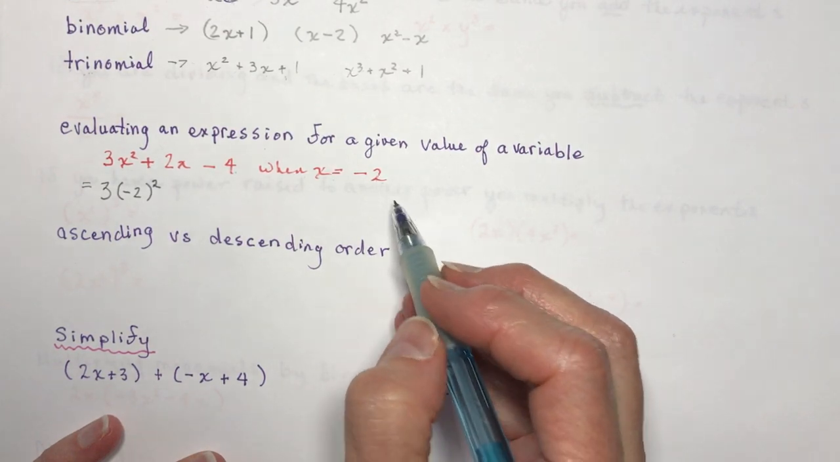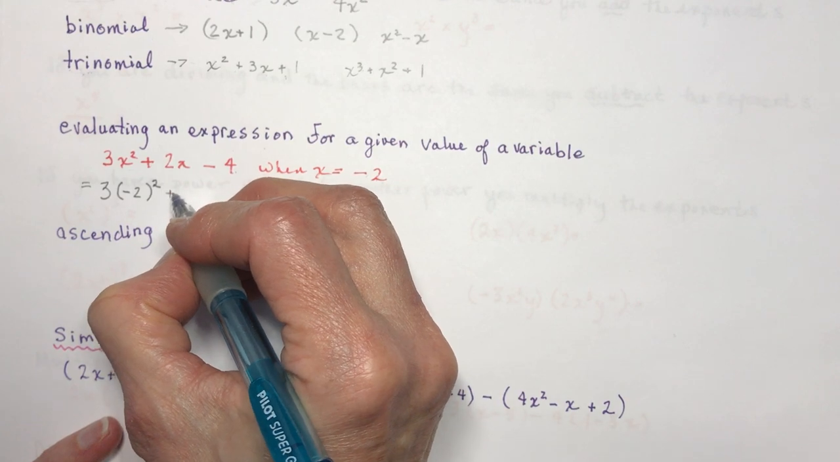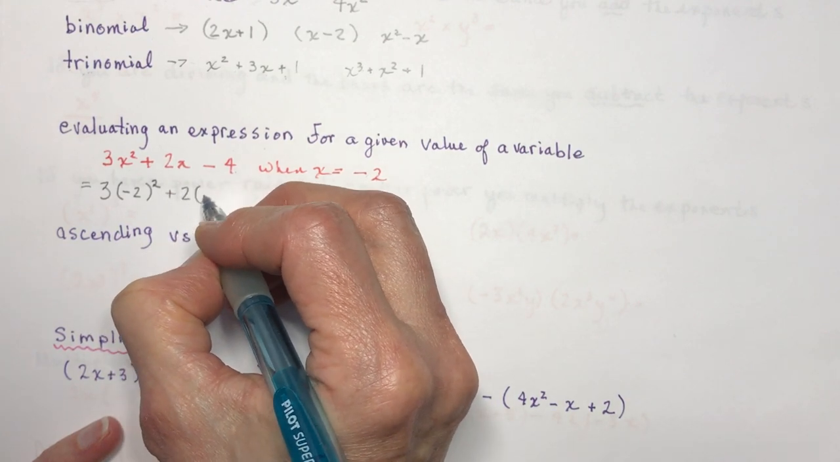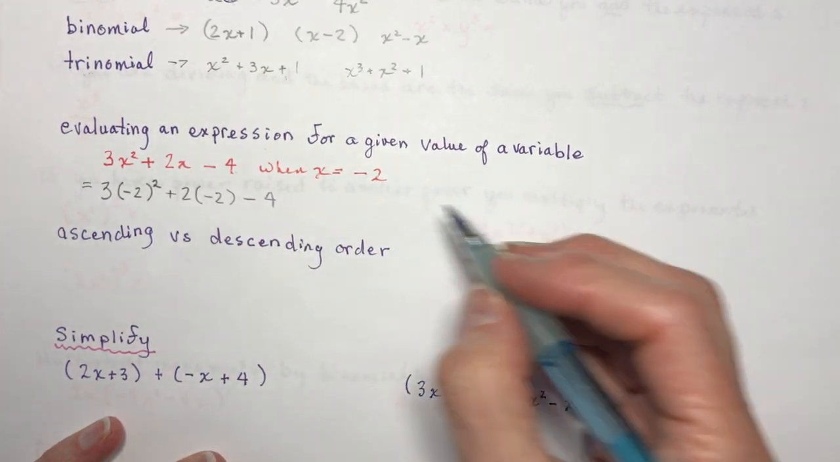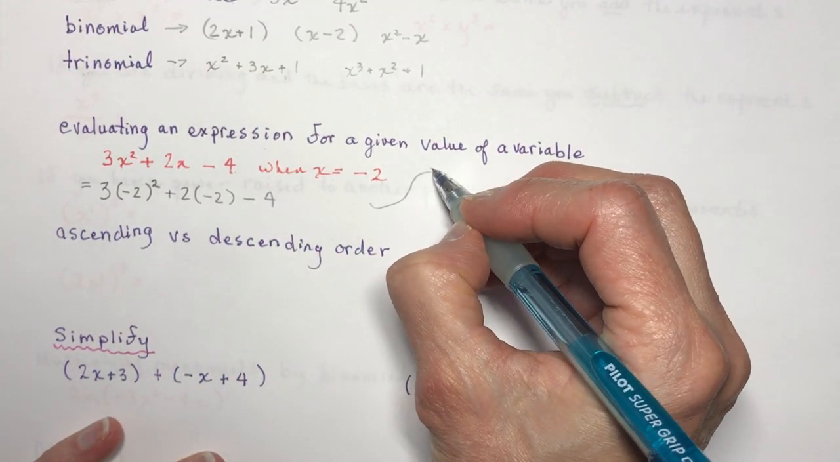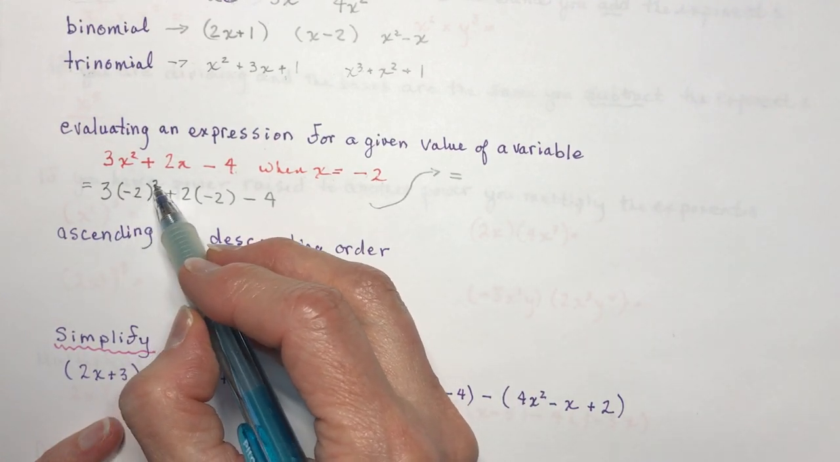About 90% of all errors happen around these negative signs. So be very careful as you're plugging in. Put a bracket, -2, and then -4. And I didn't leave myself enough room there, so I'm going to bring it over here. Equals, so I have -2, I'm going to square it.